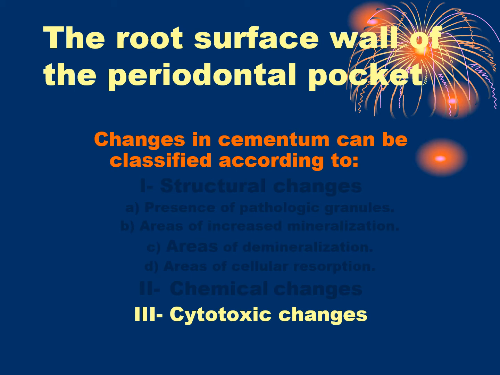Regarding the cytotoxic changes, bacterial penetration into the cementum can be found as deep as the cemento-dentinal junction. In addition, bacterial products such as endotoxins have also been detected in the cementum wall of the periodontal pockets. When root fragments from teeth with periodontal disease are placed in tissue culture, they induce irreversible morphologic changes in the cells of the culture. Such changes are not produced by normal roots.